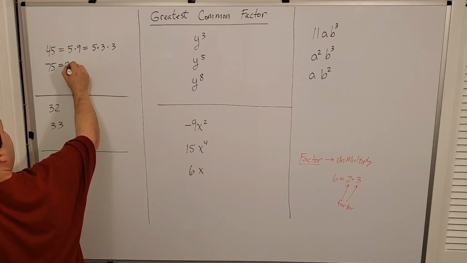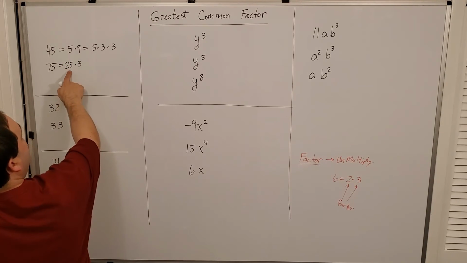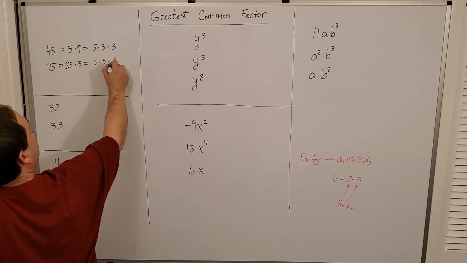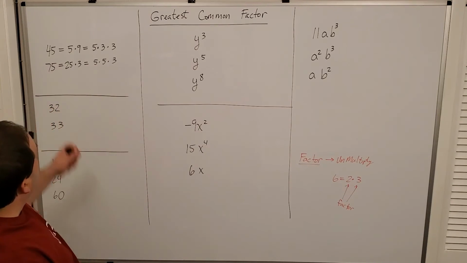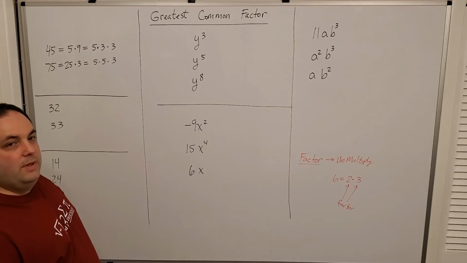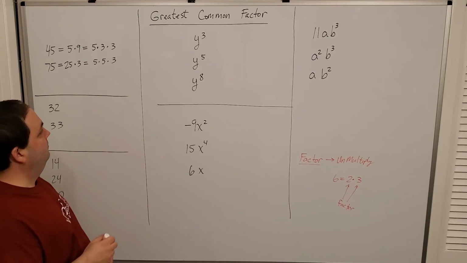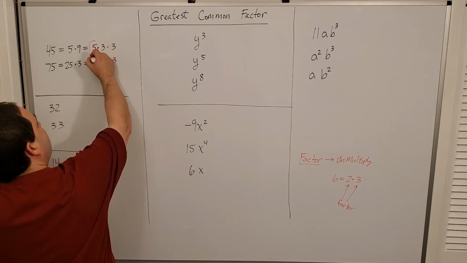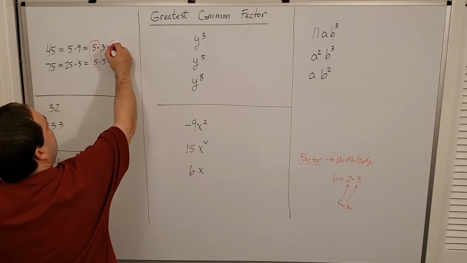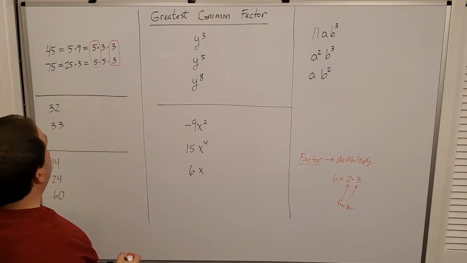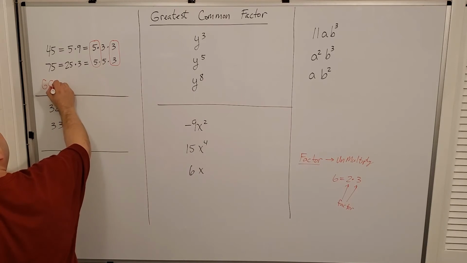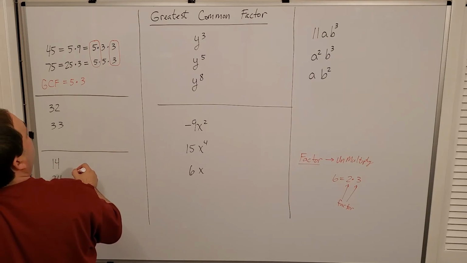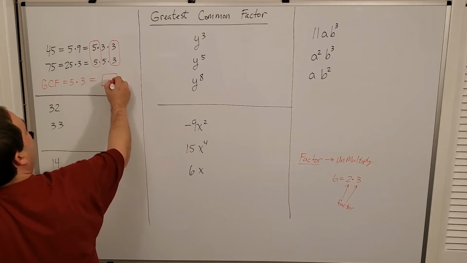75 is going to be 25 times 3. But I can break 25 down further. So I have 5 times 5 times 3. Now the reason I like writing these things horizontally like this is because we can do the little bubble group method. I'm going to circle groups of whatever they have in common. I notice that they have a 5 in common. I notice that they have a 3 in common. So my greatest common factor, my GCF, is going to be a 5 times 3. In other words, the greatest common factor is 15.